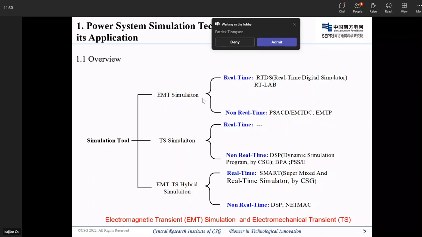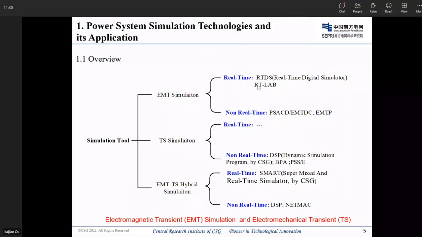For EMT simulation, we can classify it as real time and non-real time. EMT simulation with real time is like RTDS. RTDS is the Real Time Digital Simulator, and I also have RT-LAB. For non-real time simulation, there is PSCAD. Yesterday I introduced PSCAD, EMTDC is a non-real time simulation, and also EMTP is like this.